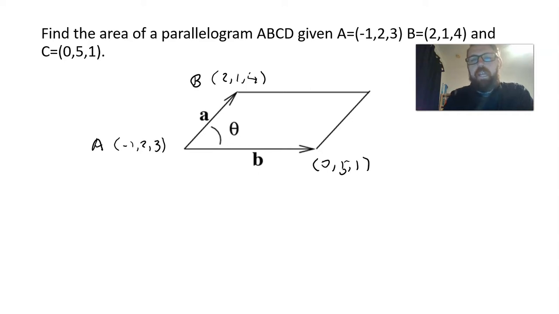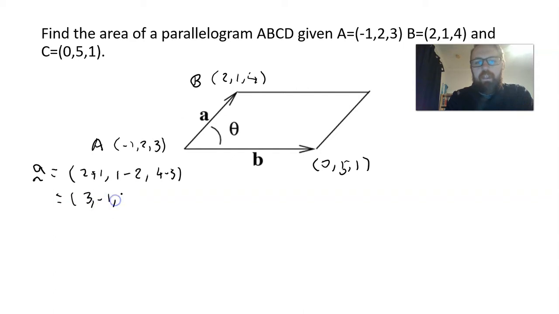The first thing we'll have to do is work out the vector for each of these sides. So vector A will be equal to, we're starting here and we're finishing over here. So you take the coordinates of B, so 2, and you subtract the starting position: 2 take -1, 1 take 2, and 4 minus 3. So 2 minus -1 is 2 plus 1, so it's going to be 3, -1, and 1.